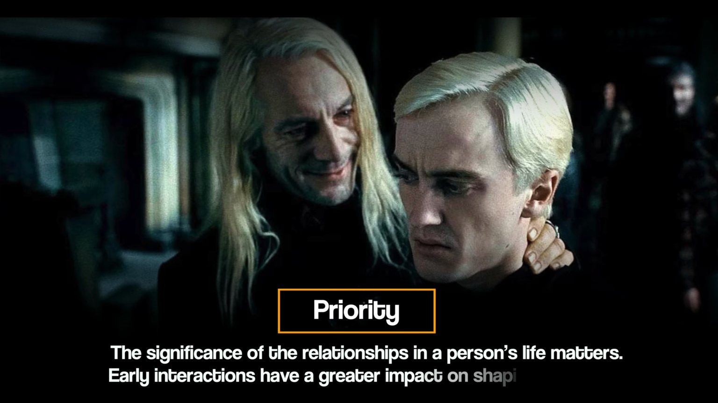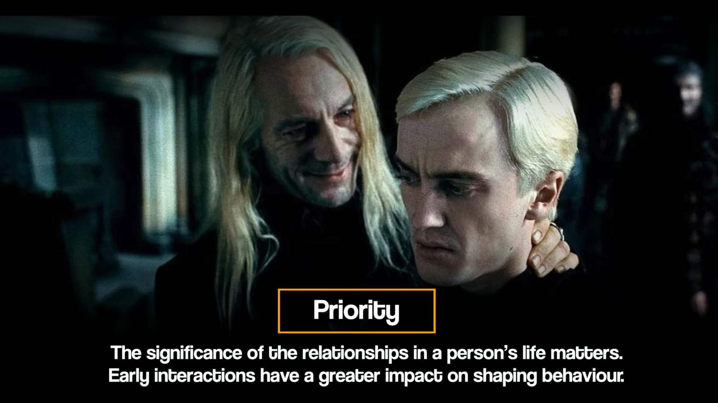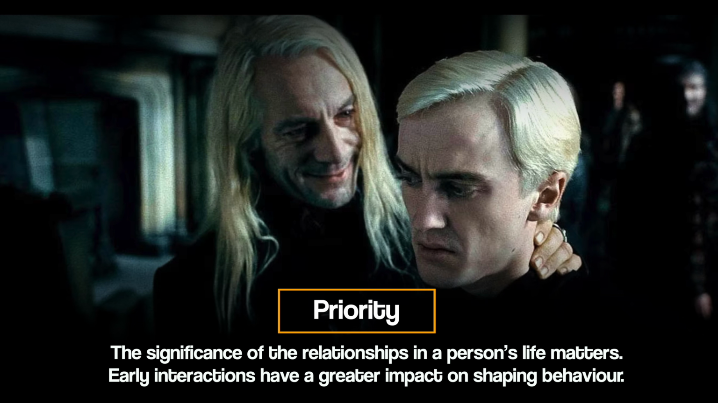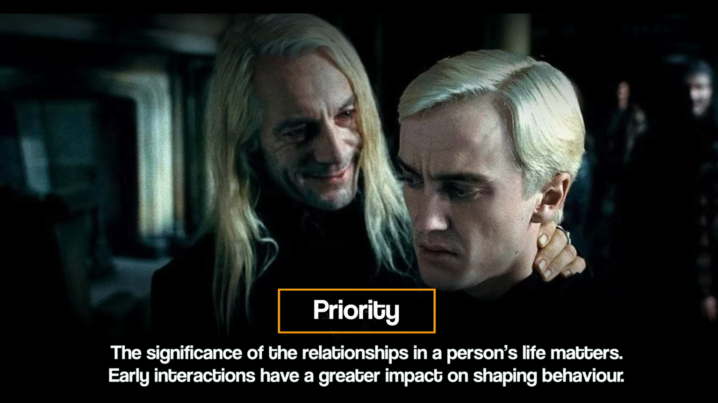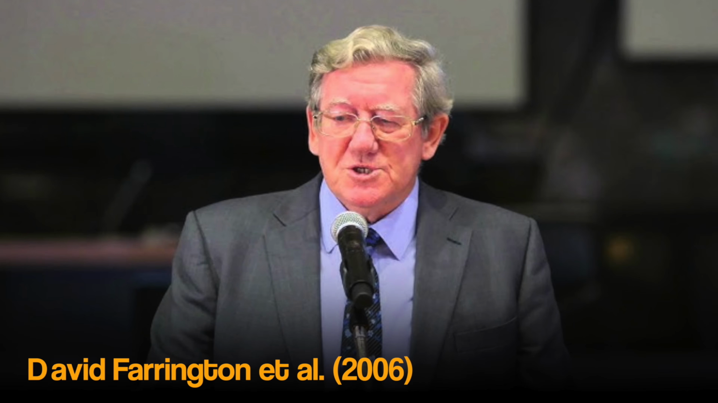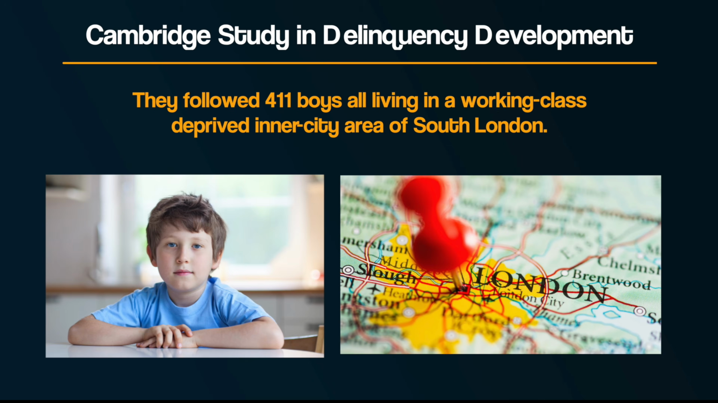Priority. The significance of the relationships in a person's life matters. Early interactions with, for example, family and close friends have a greater impact on shaping behaviour than later associations. Supporting evidence comes from Farrington et al. in 2006 with the Cambridge Study in Delinquent Development. This longitudinal study followed 411 working class boys from South London from age 8 into adulthood.